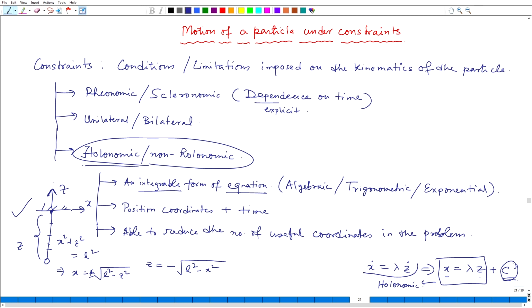And these types of forms which are actually holonomic, but do not look like holonomic at first sight, are known as pseudo holonomic constraints. Then we said that in nature, whenever a particle is undergoing a holonomic constraint, in most cases they are associated with some force of constraints.